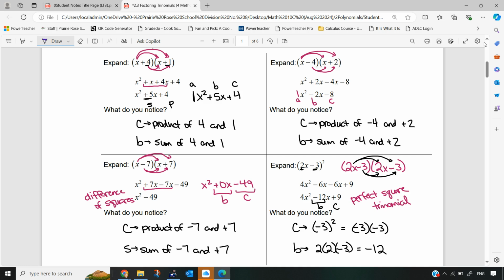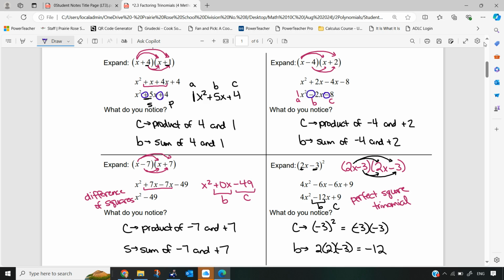Notice that in my first example here, I had x plus 4 and x plus 1. A positive times a positive led me to a positive product, so the same sign led to a positive product. And since both of my values were positive, when I added them together, I also had a positive sum. Next example, I had a negative 4 and a positive 2. Notice that when I multiply them together, I end up with a negative product. So if my product is negative, my signs are going to be opposite. And I had a larger negative value than a positive value, so my sum ended up being negative.